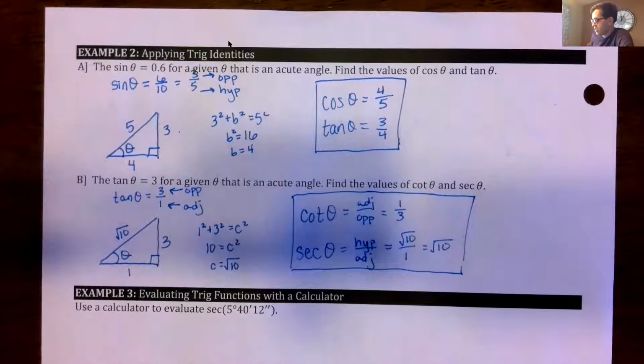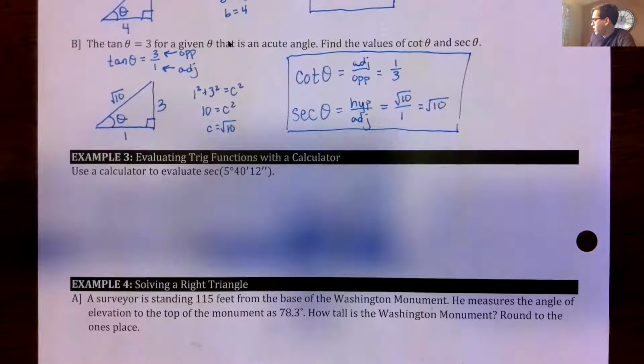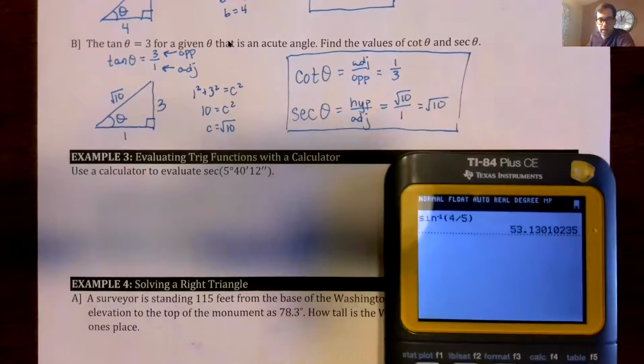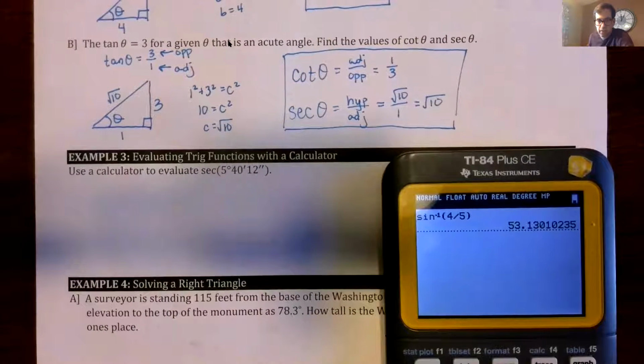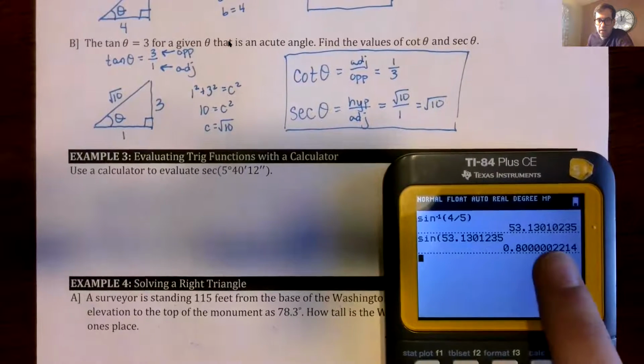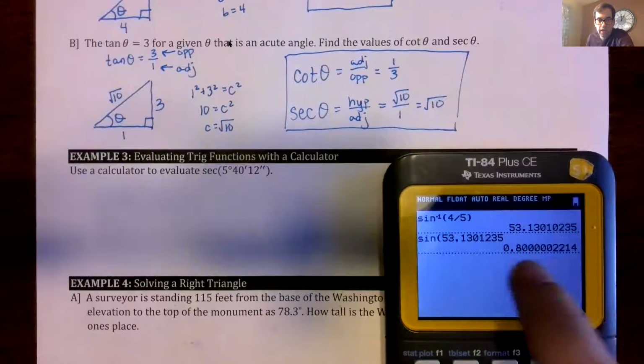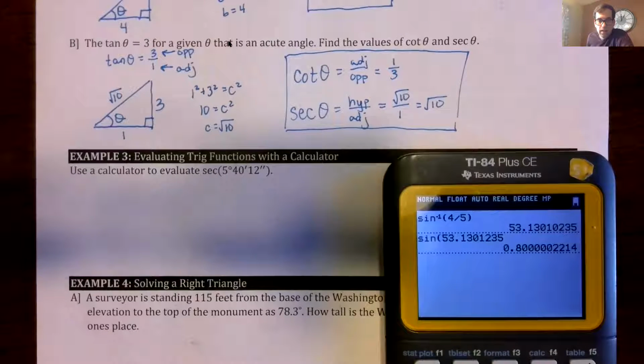All right, moving into example 3. We can evaluate trig functions with the calculator. I already showed you a little bit of that. We kind of evaluated the opposite of a trig function, but you can evaluate a trig function just by pressing sine, cosine, or tangent. So if we did the sine of 53.1301235 that we just found in that earlier question, you'll end up with something very, very close to 4/5, right? Because you take the sine of the angle, you'll get the ratio. Okay, so let's try this one.